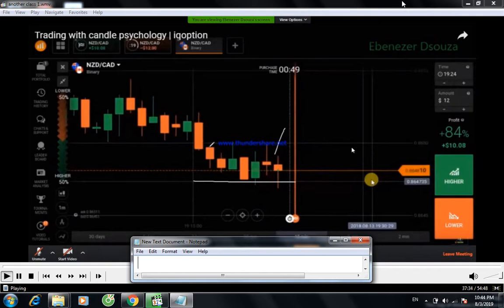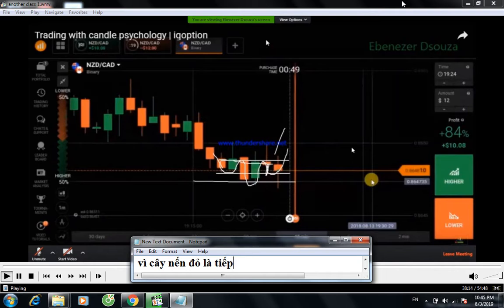Because here the market is already reversing from this level, and you can observe here also the market is moving like this, right? This is a pattern. So you can place a call option here easily because the market already got rejection from this level. I think the market will break this neckline. So that's why I placed a call option.